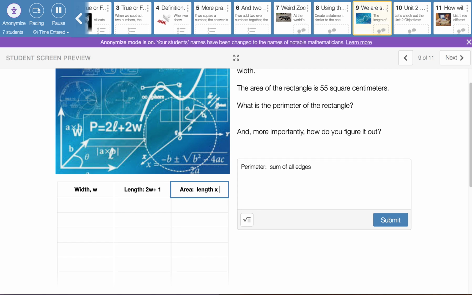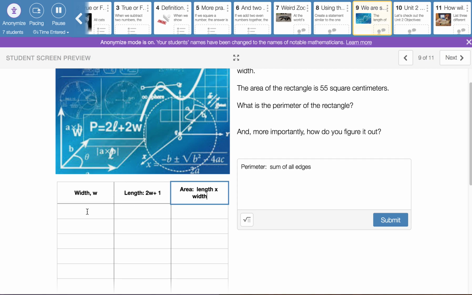And for a rectangle, the area is length times width. So I come along and I start picking some widths. Maybe I pick 10. Then I find the corresponding length. So 2 times 10 would be 20, plus another 1 would be 21.